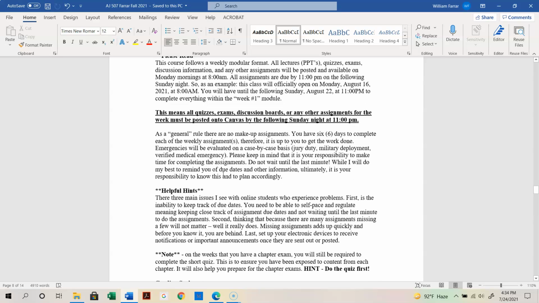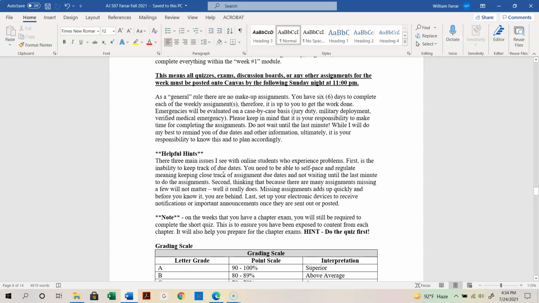All right. Now, as a general rule, there are no makeup assignments, but don't panic. I said as a general rule. And the reason is because you have 6 days to complete everything within that week, right? So it really is up to you to get the work done. Now, I understand that emergencies happen, and I'll evaluate those on a case-by-case basis: jury duty, military deployment, medical emergencies, etc. I also understand that life happens, and friends, and jobs, and other classes, and kids, and spouses, and all that other stuff. So I get it. So I'll be as flexible as possible.